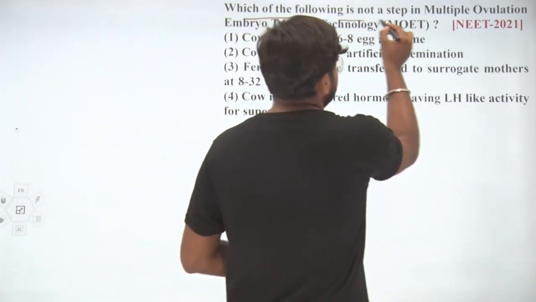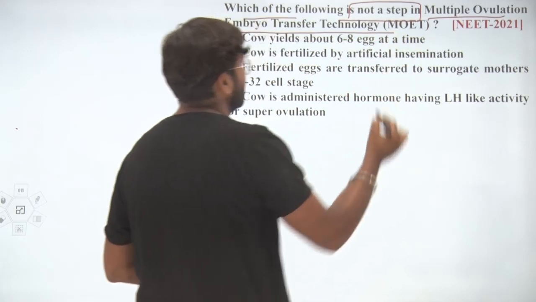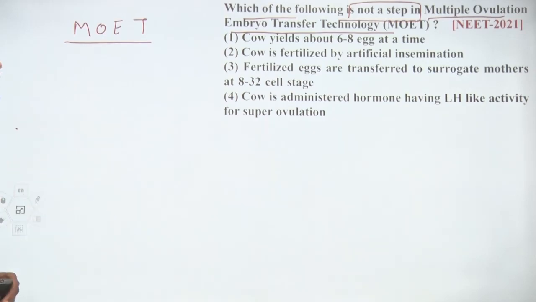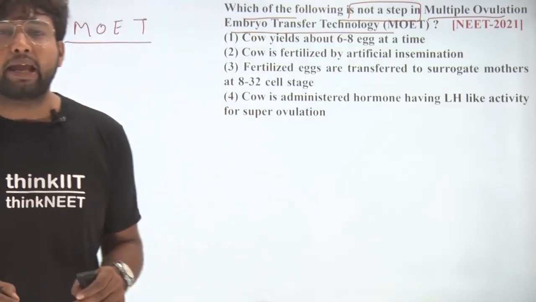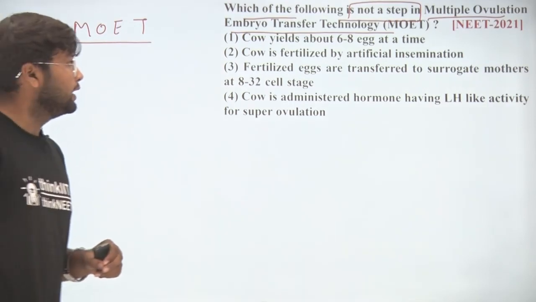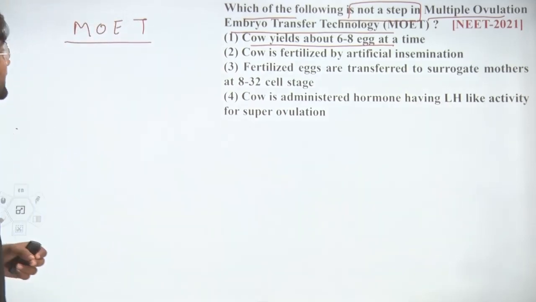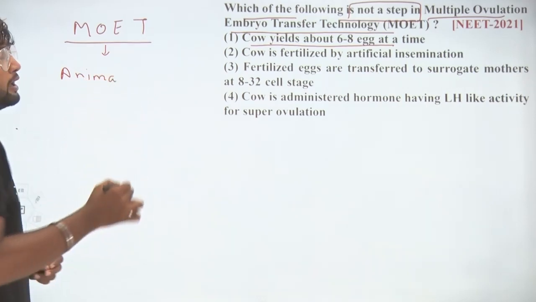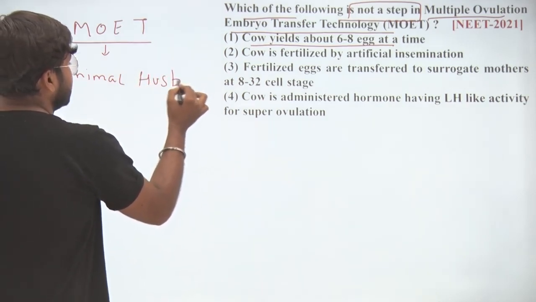Which of the following is not a step in multiple ovulation embryo transfer technology, also named MOET? Multiple ovulation embryo transfer technology, named MOET, is a question of NEET 2021. The first option says a cow yields about 6 to 8 eggs at a time. Yes, it is the correct statement in MOET. This thing we study in the chapter Strategies for Enhancement in Food Production, and we have a topic in that named animal husbandry.